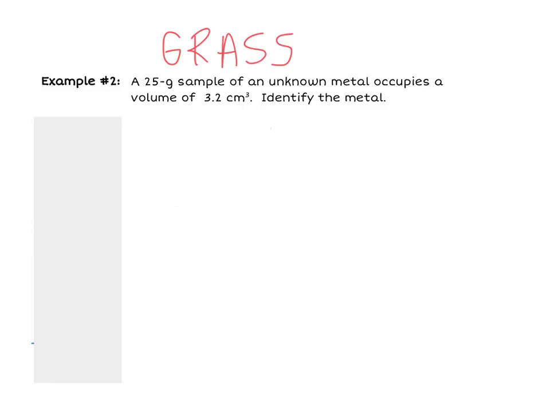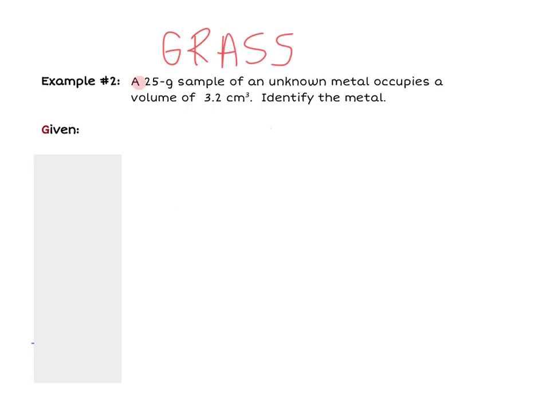And let's break this down. So the G in the GRASS formula stands for given. So in this case, what you're going to do is look and see what measurements, what information am I given in this problem that can help me solve it? So I'm looking for some numbers because I know that this is going to be a word problem where I'm going to do a calculation.